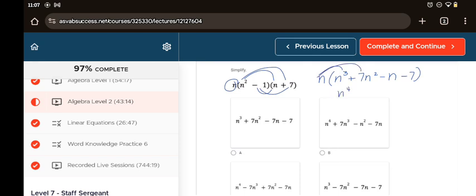n times n to the 3rd is n to the 4th. n times positive 7n squared is positive 7n to the 3rd. n times negative n is negative n squared. And finally, n times negative 7 is negative 7n. So this is n to the 4th, positive 7n to the 3rd, minus n squared, minus 7n. My answer here is B.